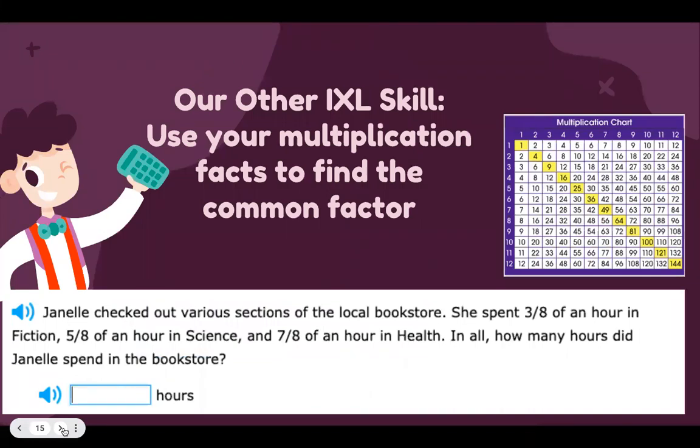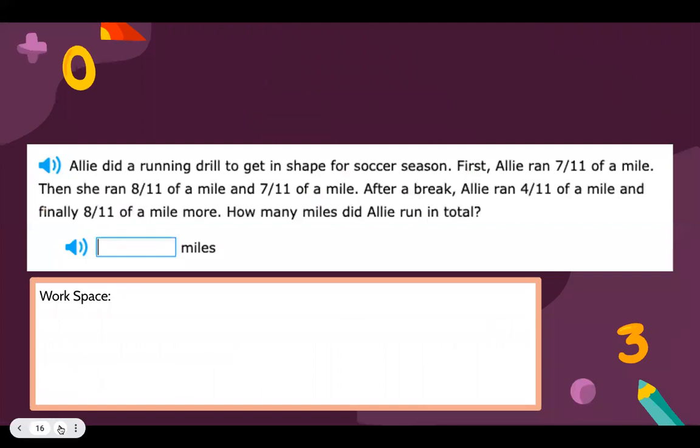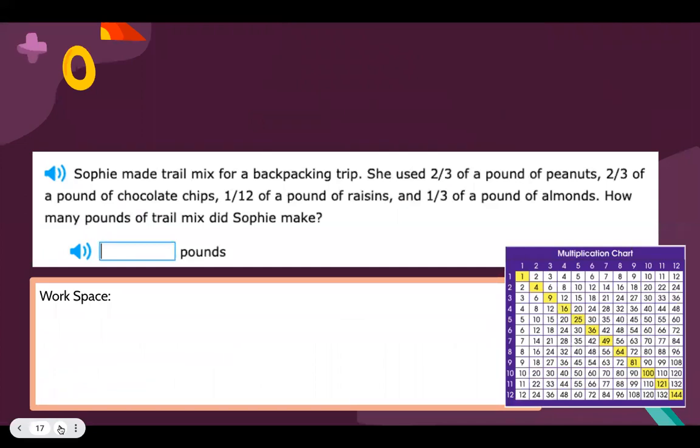The other ones have to do with using multiplication facts to find the common factor. You're going to have to find the common factor between, oh, look, they all have the same 3/8, 5/8, and 7/8. In all, how many hours did Janelle spend in the bookstore? So you add 3/8, 5/8, and 7/8. Boy, that's easy. Guarantee it's going to be an improper fraction. So you're going to need to make it into a mixed number, which means you're going to divide it, and then you might need to simplify. And the same thing here, all 11ths. So you just add them all together. How many miles did Allie run in total? That's not too bad. Okay, then it changes.